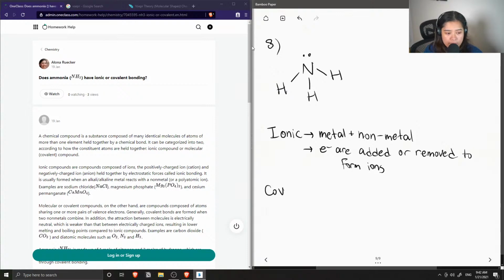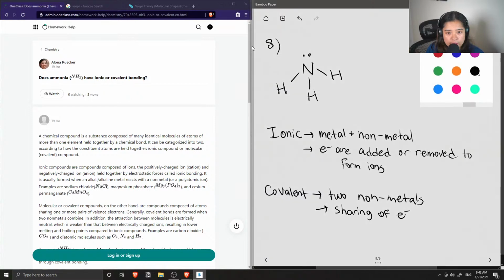However, for covalent bonding, this is between two nonmetals. And we have the sharing of electrons. So in the case of NH3, both nitrogen and hydrogen are nonmetals. So already we can say that ammonia has covalent bonding.